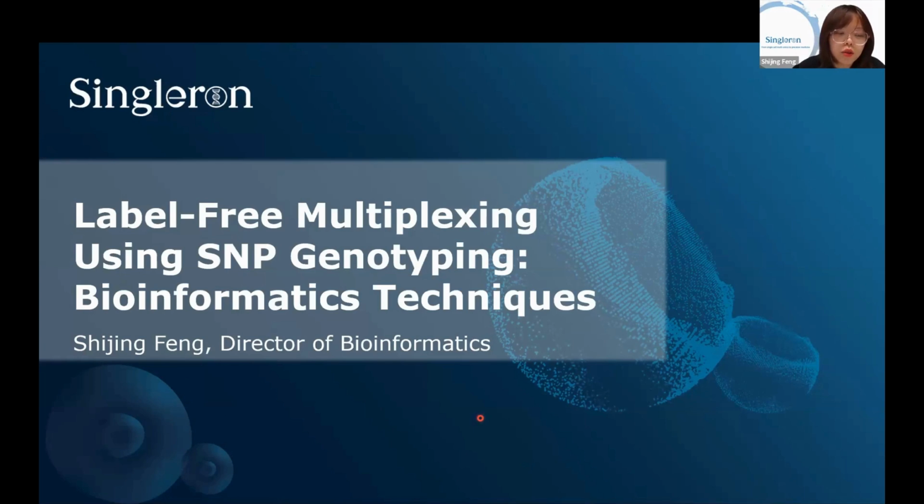Today I'm going to talk about the application of sample multiplexing in single-cell studies, and especially label-free multiplexing using SNP genotyping. The topics include what the strategies of sample multiplexing are, the advantages of using sample multiplexing, and how to achieve it. And also, we will show some amazing testing results from our bioinformatics team.